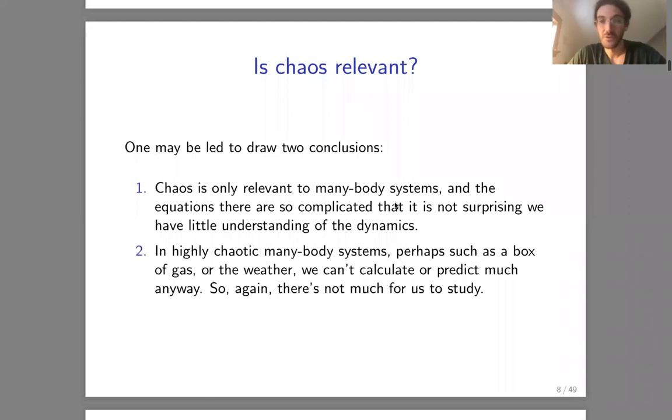And so one may be led to draw two conclusions, I think. The first is that chaos is only relevant to many bodies. At least from the two examples I gave, that's a reasonable conclusion. And that the equations are so complicated that it's not surprising we have little understanding of the dynamics. Because we have lots of particles, everything is complicated, and that's why we can't really derive this assumption of ergodicity. The second conclusion one might have is that in highly chaotic many-body systems, such as this box of gas or the weather, we can't calculate or predict much anyway. So again, there's not much for us to study.